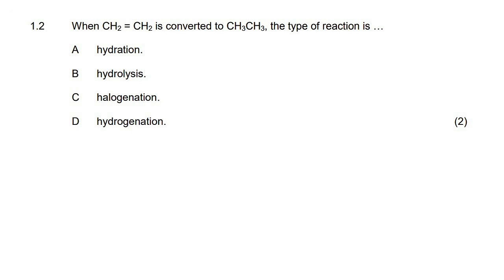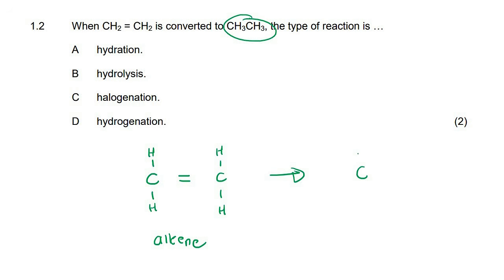When CH2 double bond CH2, let's draw that out. CH2 and another CH2 with a double bond. Okay, so that's an alkene, right? Let's remember that. That is an alkene. When that is converted to CH3, CH3, what we can see is that we've just added on hydrogens on either side.